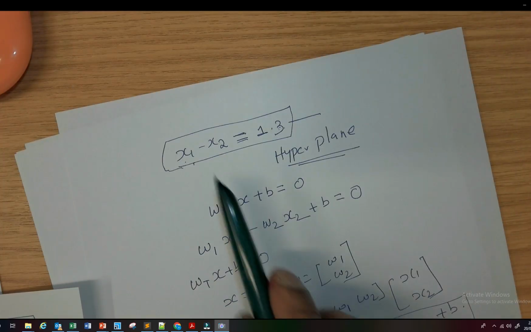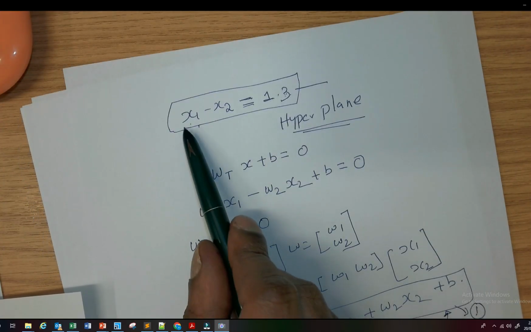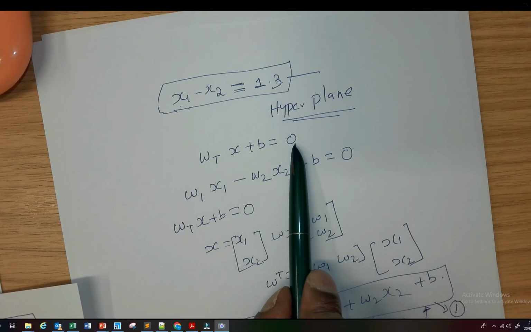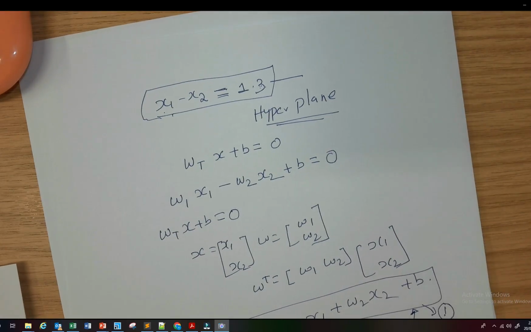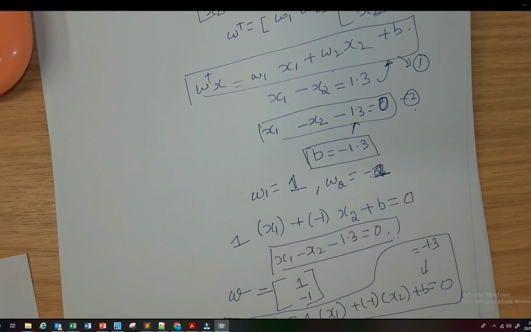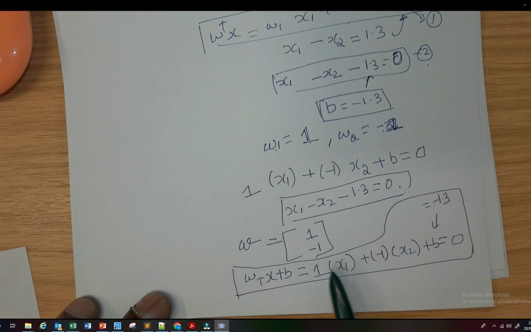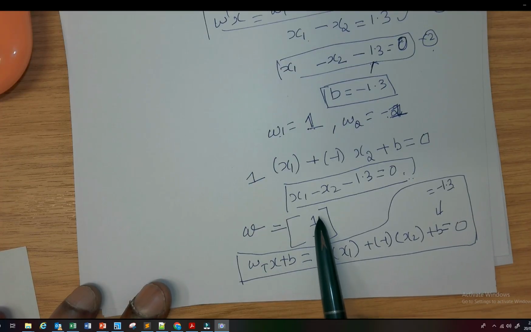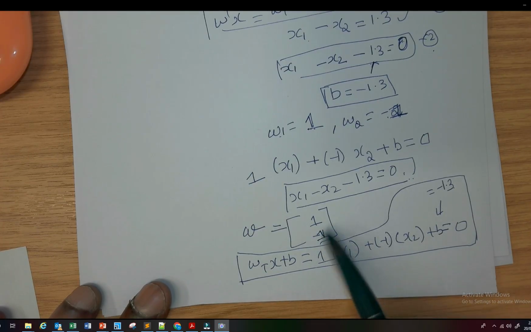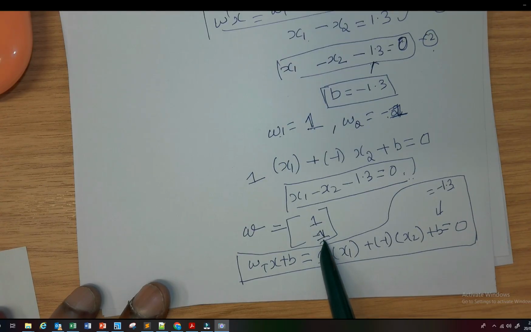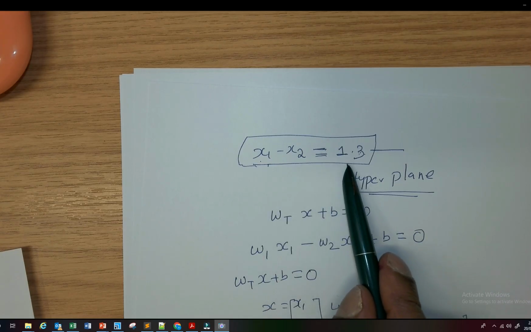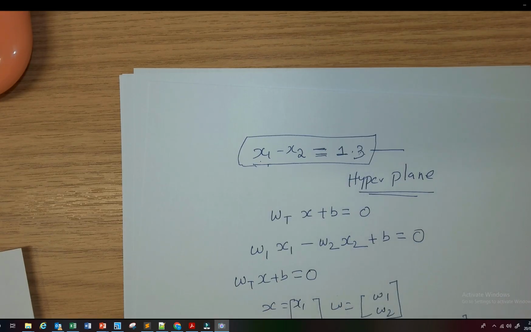So x1 minus x2 is equal to 1.3. That's the distance between length minus width, and we try to convert that equation into the equation of our hyperplane. Now somehow we obtain the equation of the hyperplane wTx plus b, and we identify the vector is 1 and minus 1. If weight 1 is 1 and weight 2 is minus 1, then we get the following expression that satisfies this condition. So this is nothing but the equation of the hyperplane.